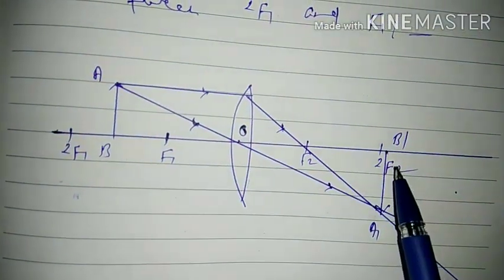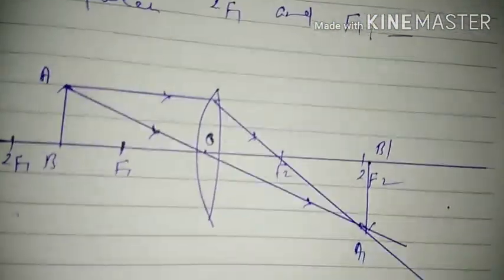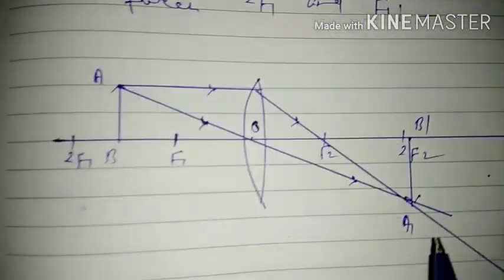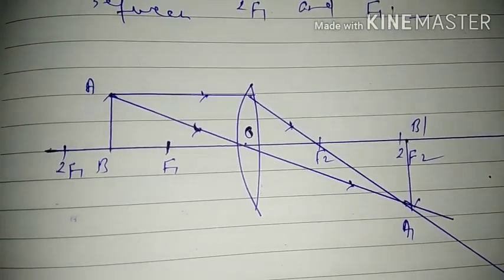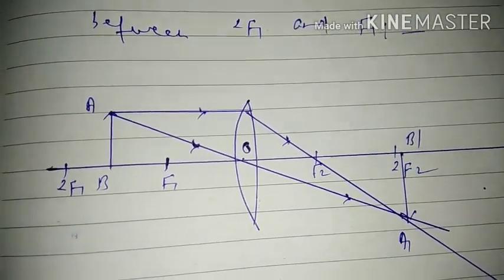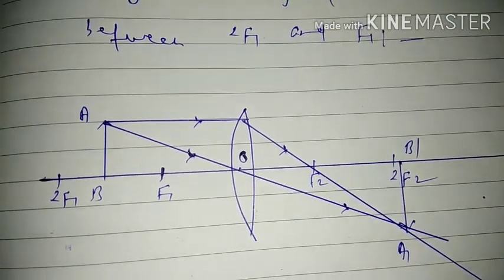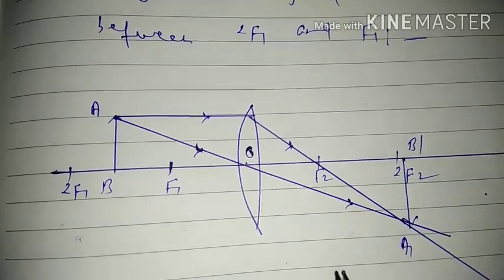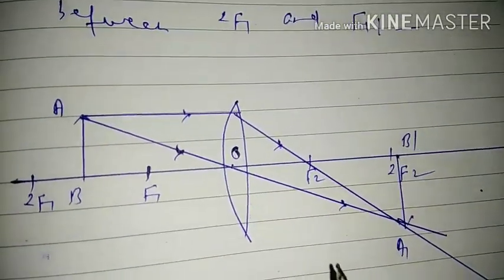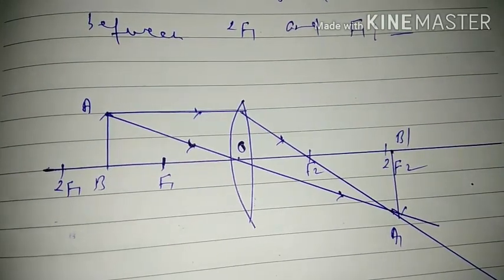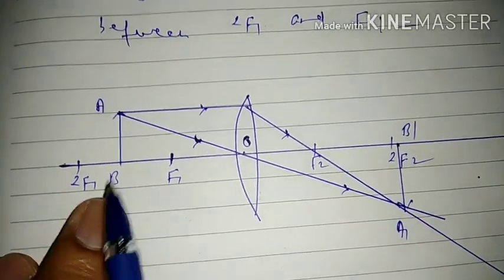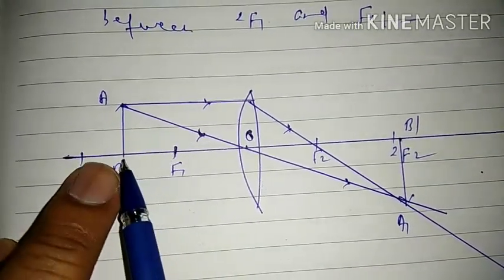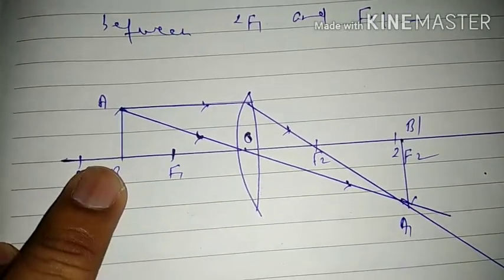What we see is that in this case, the image is real, inverted and magnified. This is the first case in which a magnified image of the object starts to form. In previous cases, if the object is at infinite distance, the image is highly diminished. If the object is beyond 2f1, the image is diminished. If the object is at 2f1, the image is the same size as the object. But if the object is now taken between 2f1 and f1, the image of the object is magnified.